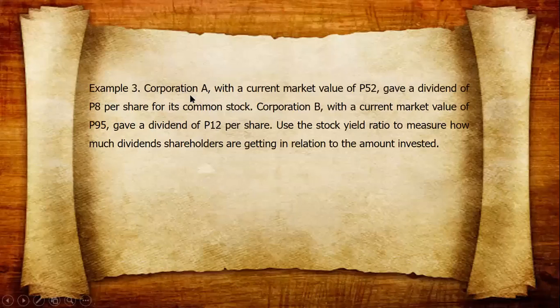Okay, so again, Corporation A with the current market value of 52 pesos gave a dividend of 8 pesos per share. And then Corporation B has a current market value of 95 pesos and then they gave a dividend of 12 pesos per share. So use the stock yield ratio to measure how much dividends shareholders are getting in relation to the amount invested. So as I have said earlier, stock yield ratio talk about the percentage. So pila ka ang percentage sa dividend nga ma-receive sa mga shareholders.